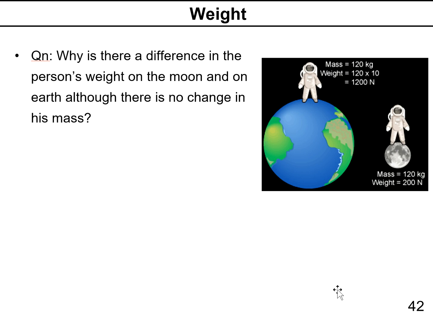The next question. Why is there a difference in the person's weight on the moon and on the earth, even though the mass is the same? Well, if the question asks you to explain, you must always use a definition or a formula to support your answer. I think this question you're supposed to explain why there is a difference. Okay, so I will answer as if there is the word explain there. So what can I use to support my answer? I will say because W equals mg. Weight is mass multiplied by gravitational field strength.